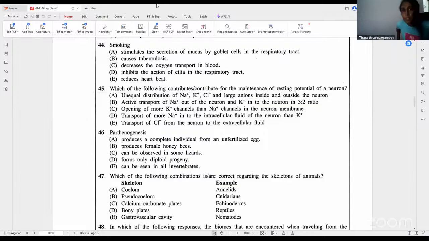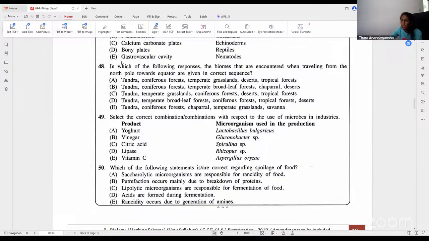Shall we go to the next question? Next question is about biomes. In which of the following responses are biomes encountered when traveling from the North Pole towards the equator?